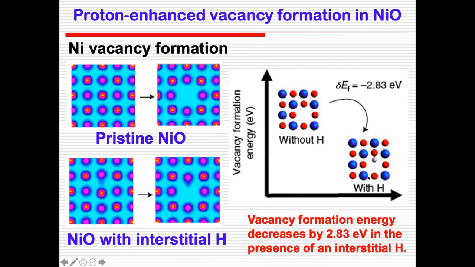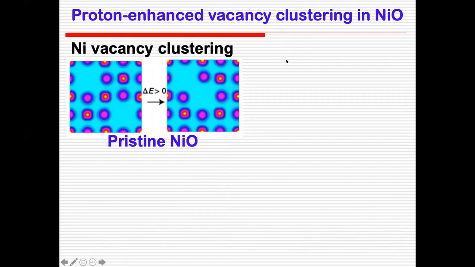So basically the vacancy formation energy decreases by 2.8 eV in the presence of an interstitial hydrogen, okay? Which means that because water can produce hydrogen, hydrogen can diffuse or incorporate into the oxide lattice, and this can significantly lower the vacancy formation energy. So that's why we have a significantly larger number of vacancies in nickel oxide for the water vapor induced oxidation. Now we also look at the vacancy clustering.